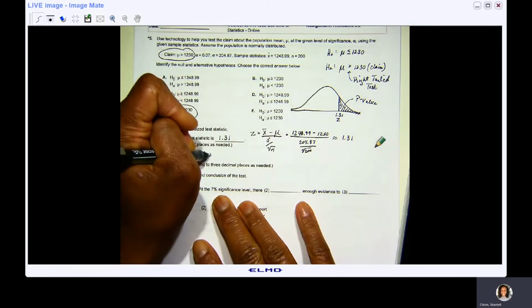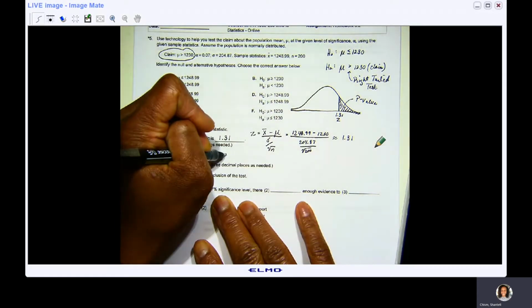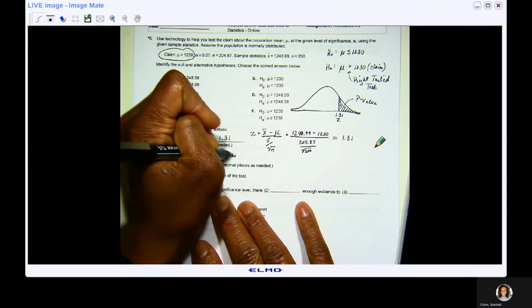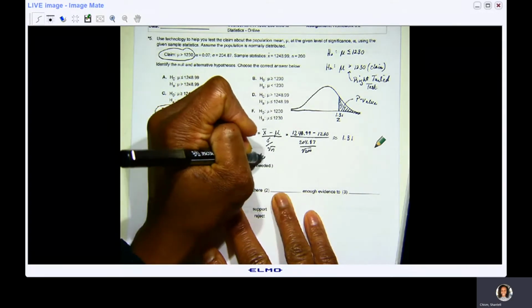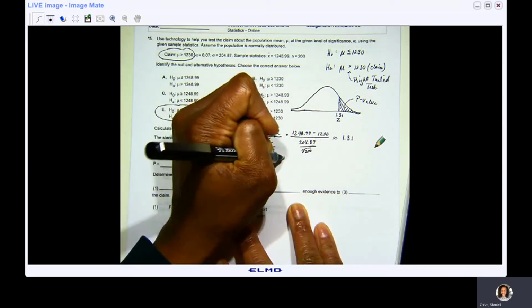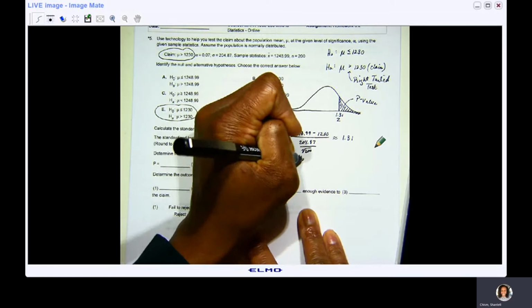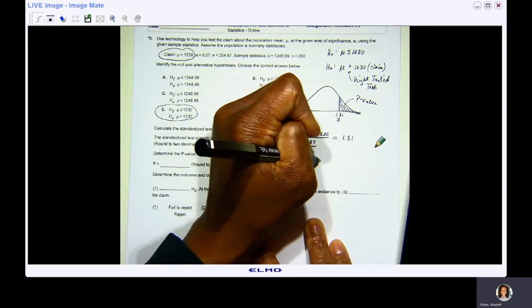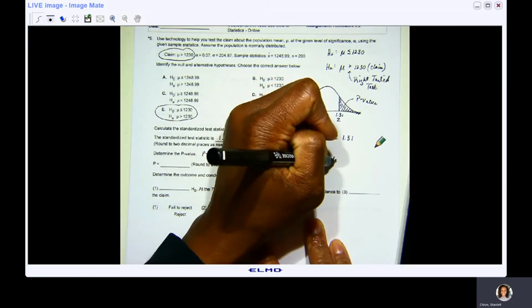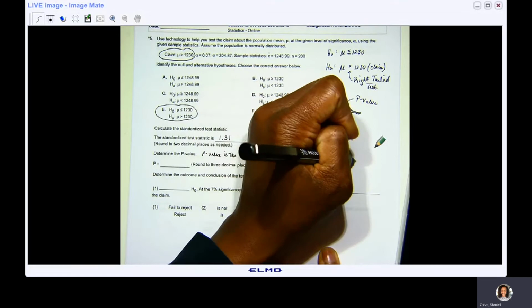So p-value is the area under the curve that corresponds to the test statistic.